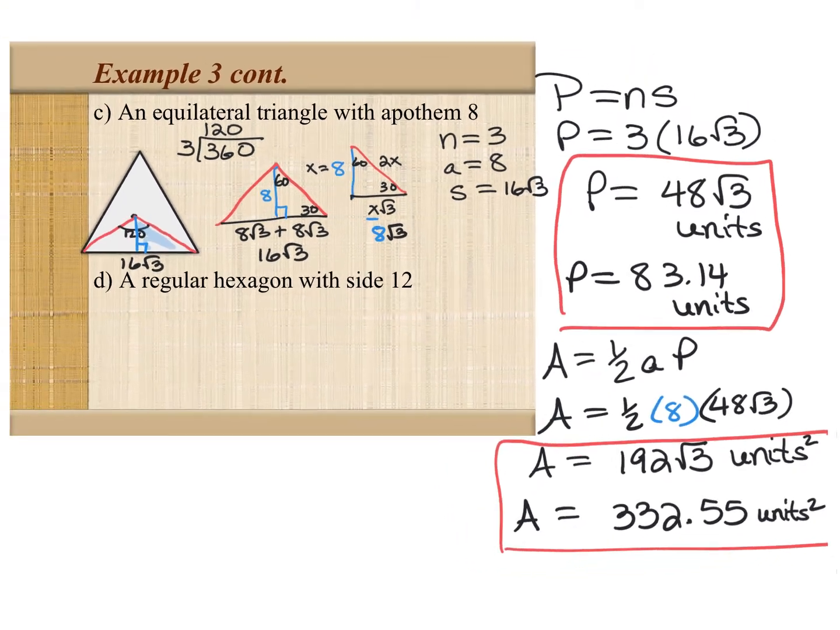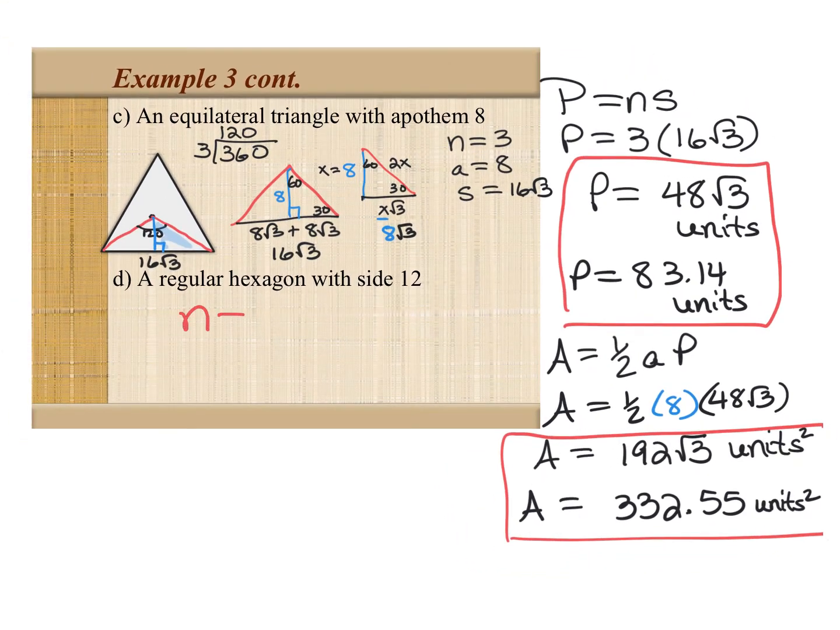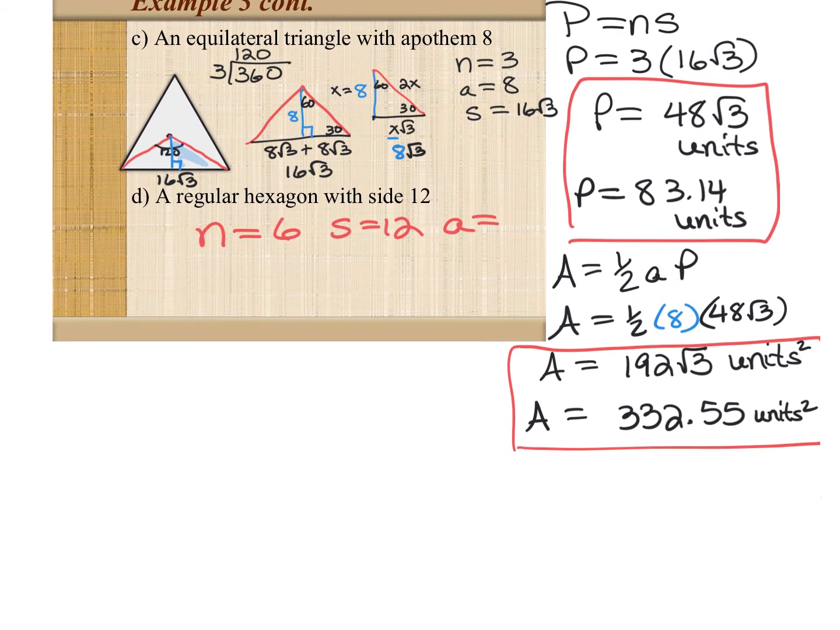So again, I need to find the value of n, which is 6. I know the s, it's 12. This time I'm solving for the a. I don't know the apothem. So let me go ahead again and draw my hexagon. Again, I like to put 6 little dots and try to space them out. Connect them to make your hexagon. Draw in the radii.